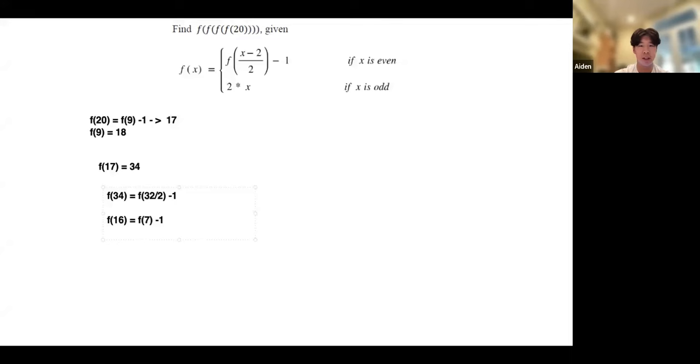And so now you hit another base case, and 7 is odd. So f of 7 is essentially 14, going back up. So now that you know that f of 7 is 14, this means that f of 7 minus 1 is 13. And remember that f of 32 divided by 2 is 16. And since f of 16 is 13, this is 12, since 13 minus 1 is 12.